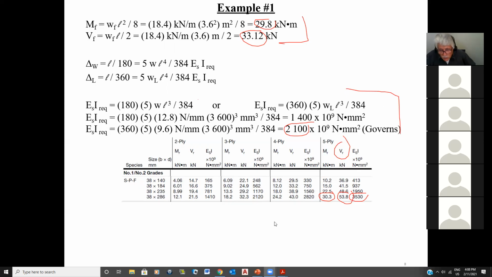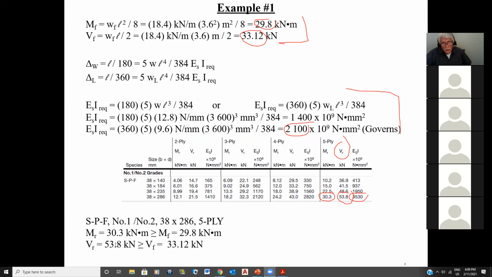so this is how you write the answer. This is what you should be writing. In other words, you always put, again, the species, the grade, the size of the lumber. The only difference here is that because you are using a 5-ply, you have to tell me you're using a 5-ply. And then once you tell me what are the values from the table, then you give me the MR value to see that it's greater than the MF value. The VR value is greater than the VF value. And of course, the ESI provided is greater than the ESI required. So that's done as far as the size of the beam.